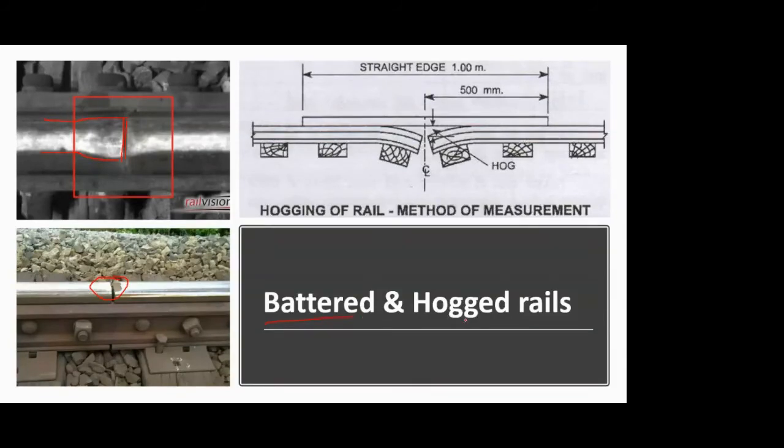And hogging of rails is nothing but the downward push which is given by your engine or the wheel system. That downward push, your rails are not able to handle because there is a gap in between. There is a discontinuity, and that's why the rails bend at the ends. So this deflection or this bending is also very negligible. You can't even see it from a far away distance. You have to get very close to check whether the rails are hogged or not. So that is the hogging of rail, or hogged rail. So battered and hogged rail.